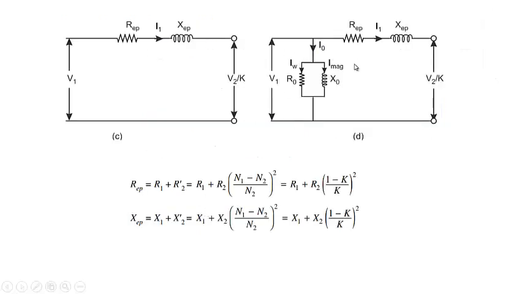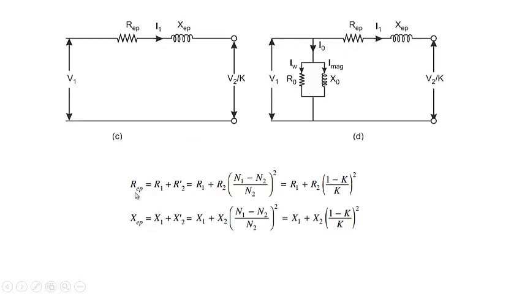Now this is the equivalent circuit, as I have told you. In this case, we have assumed this parallel branch on the input side to be neglected. So REP, this is I1. So this is I0. Let's say this is the total current I1, the input current.